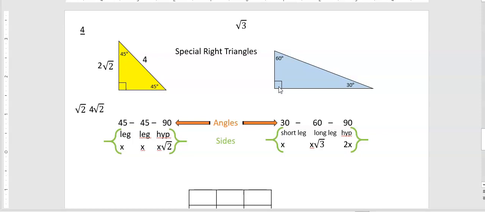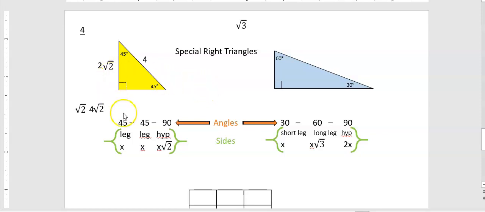Sometimes they give you a hint about what you have. They may say this angle is 45 and leave this one blank. You know it also has to be 45. Remember, all three angles in a triangle add up to 180, no matter what. So if they say this is 60 and that's 90, this has to be 30, because all three angles added together in a triangle have to be 180 degrees.